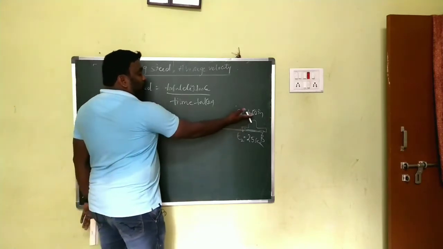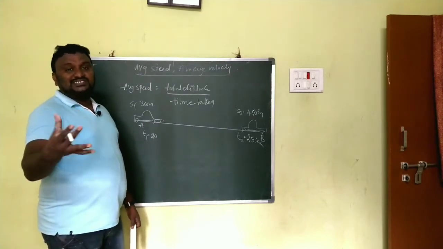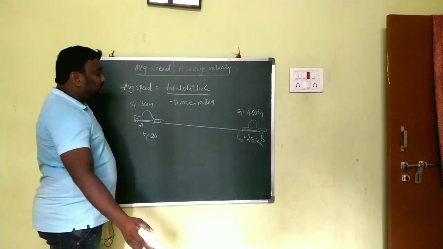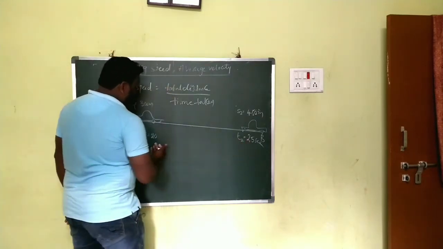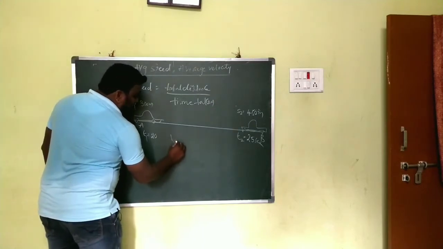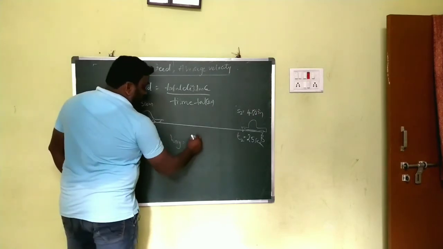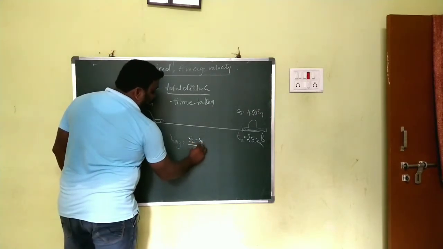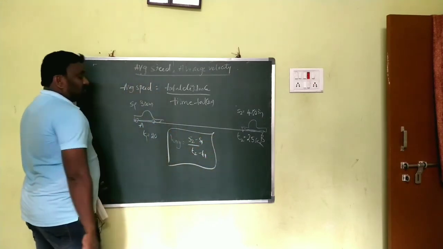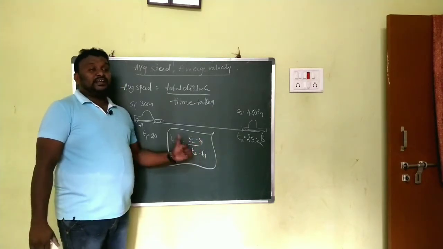Tell me, how much distance is traveled in 5 seconds? 450 minus 300. And the time interval is 25 minus 20. That's why we write V average equals S2 minus S1 by T2 minus T1. This is the formula: average velocity equals S2 minus S1 by T2 minus T1.